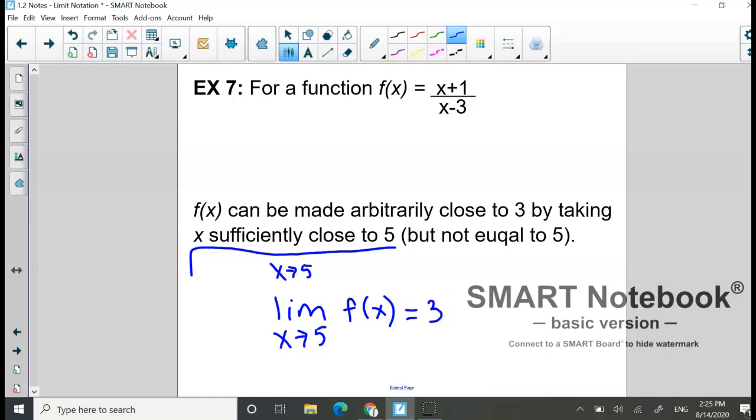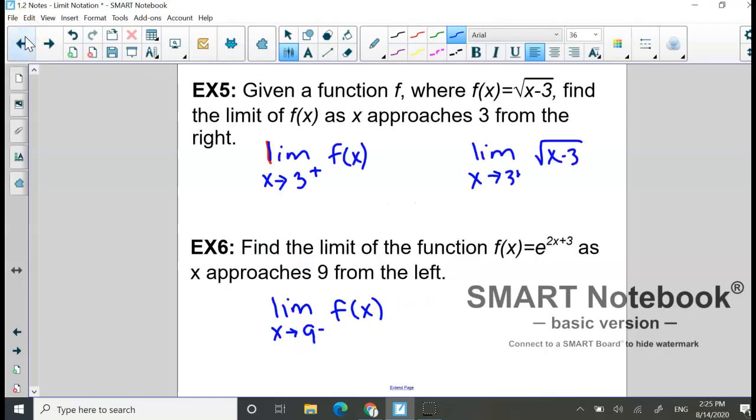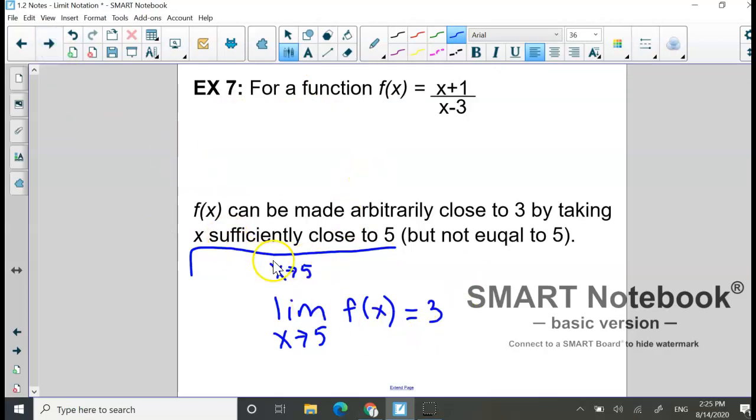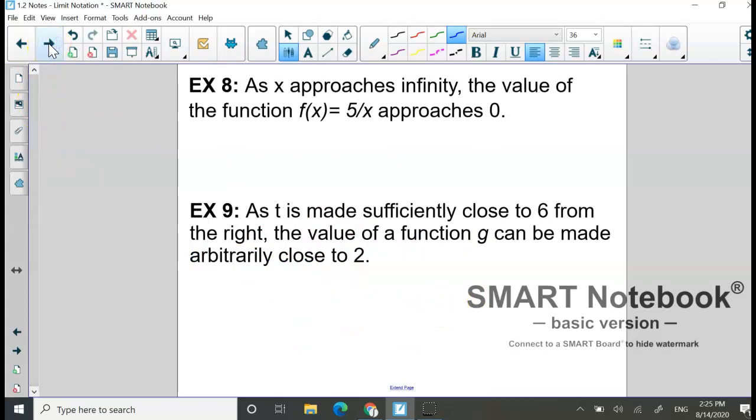Now, in the problems that we had before, we weren't told what the limit was. So we were just writing limit notation here, but we didn't have an answer for the question. It says find the limit of, where we don't know what the limit is. But in this problem, we know what the limit is. So we are going to put it equal to 3. All right, 8.